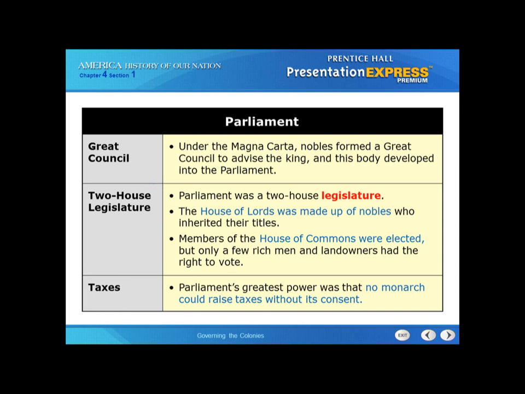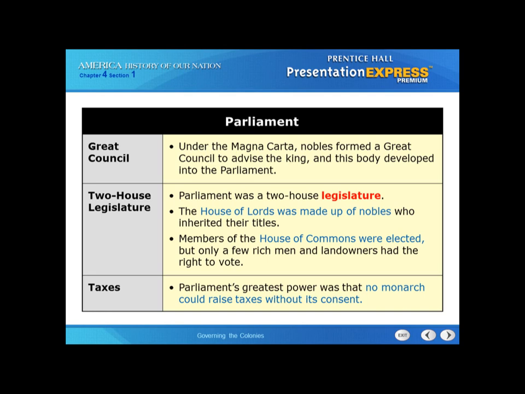Under the Magna Carta, nobles formed the Great Council to advise the king, and this body developed into the Parliament. So at first, this is what it was called. It was a two-house legislature. Two houses mean that there's two bodies that would consult when it comes to making law. So again, it's more people involved in the say. Three-house legislature would be probably too much.